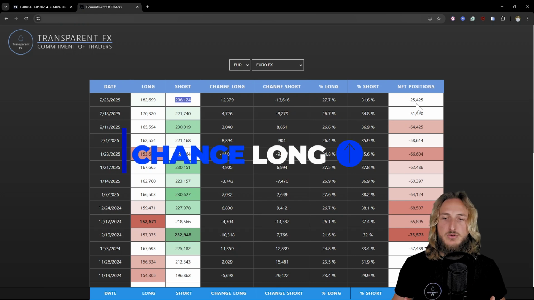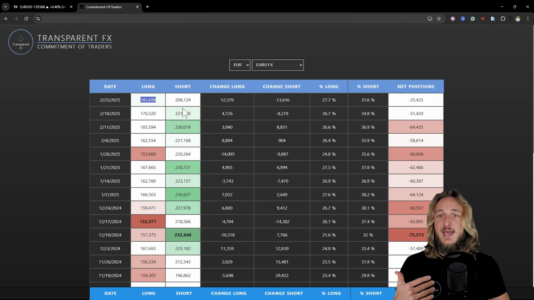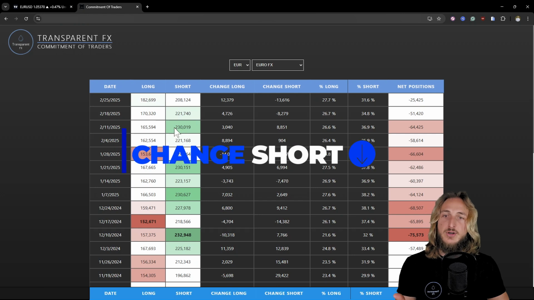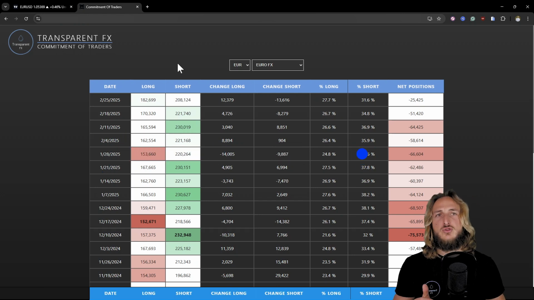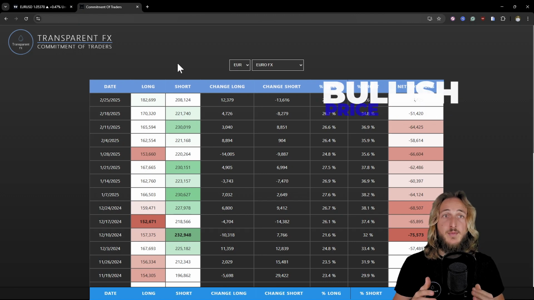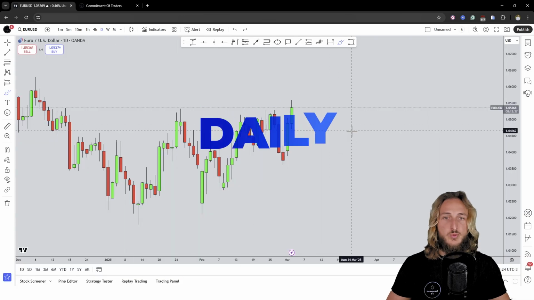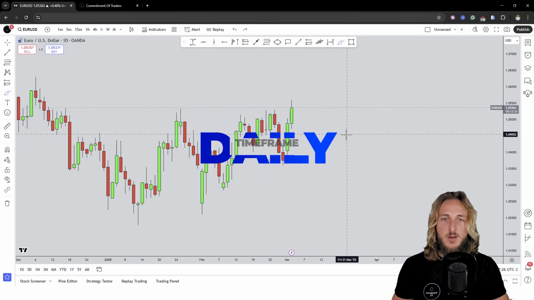They are increasing their longs and decreasing their shorts, going from 152k longs to 182k longs, and decreasing their shorts from 230k to 208k. So as institutions are moving back to the bullish side for EURUSD, we have to keep in mind that that is happening and move to the technical side to see what we have. So let's keep that in mind and move back to the chart.